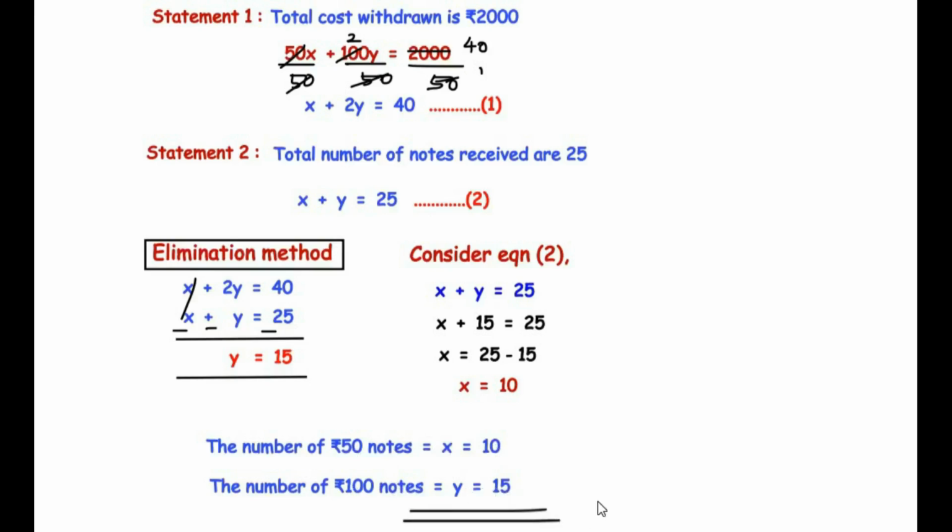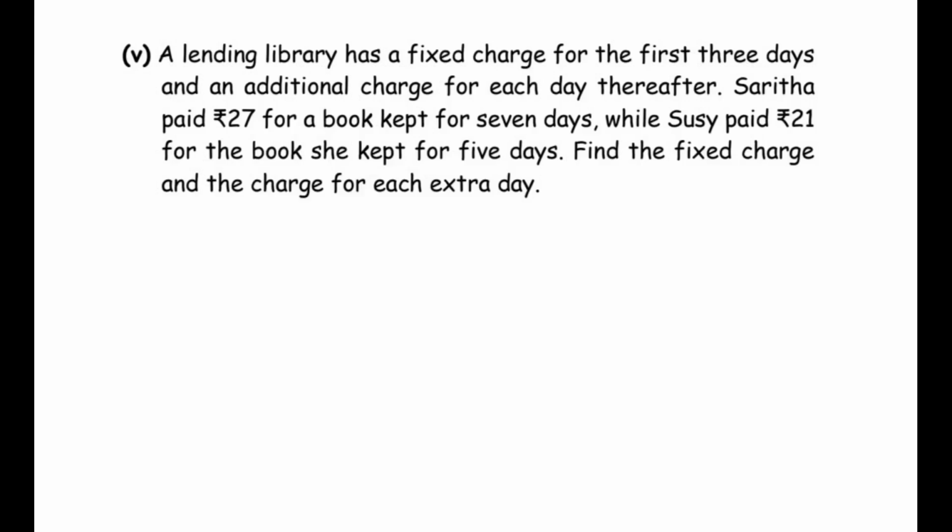Now let us move on to the next question. A lending library has a fixed charge for the first 3 days and an additional charge for each day thereafter. Saritha paid 27 rupees for a book kept for 7 days, while Susy paid 21 rupees for the book she kept for 5 days. Find the fixed charge and the charge for each extra day.